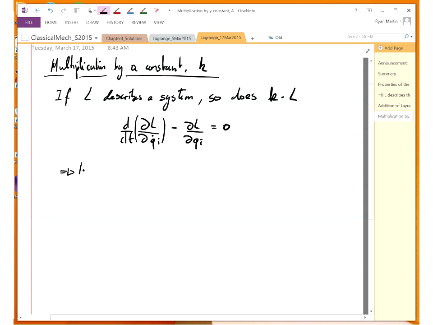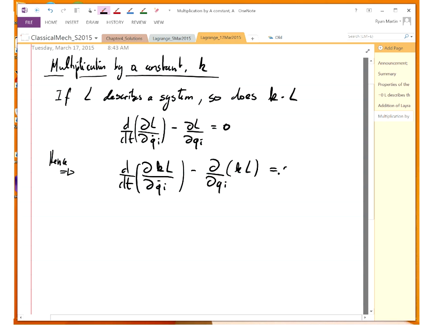And hence, if I multiply L by k, because the derivative of some constant times a function is the same as some constant times the derivative of that function, that means that d/dt of ∂(kL)/∂q_i dot minus ∂/∂q_i of kL is equal to 0. Since k is a constant, it factors out.